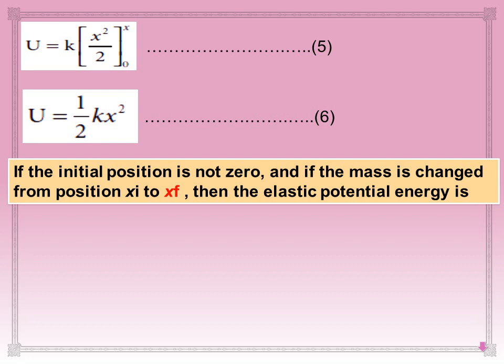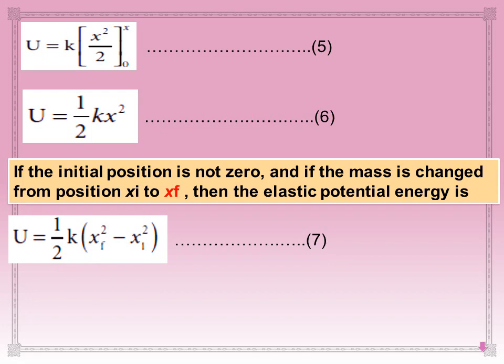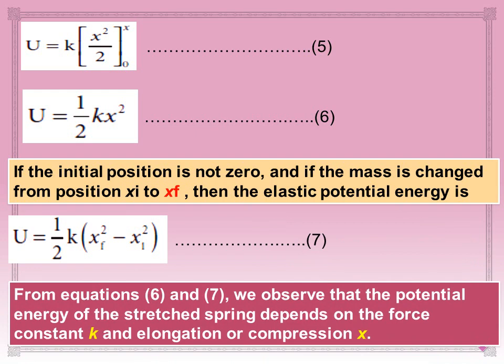If the initial position is not 0 and if the mass is changed from x initial to x final, the elastic potential energy is U is equal to 1 by 2 k (xf square minus xi square). From equations 6 and 7, we observe that the potential energy of the stretched spring depends on the force constant k and the elongation or compression x.